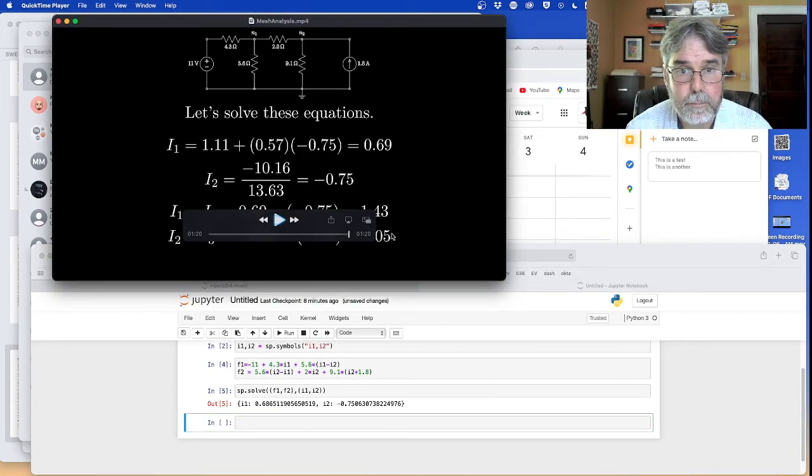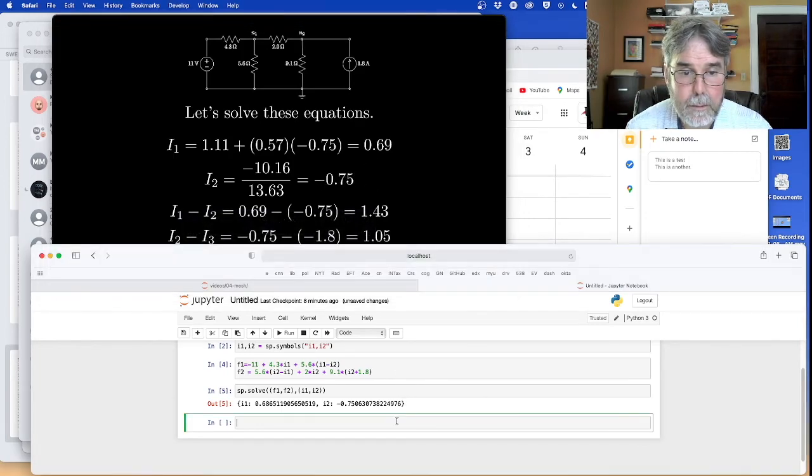Boom. That's it. And notice it's the same result. We got 0.69, negative 0.75. And then of course you can do the math on the other two. But that's basically it. Anyway, that's the idea of mesh analysis.